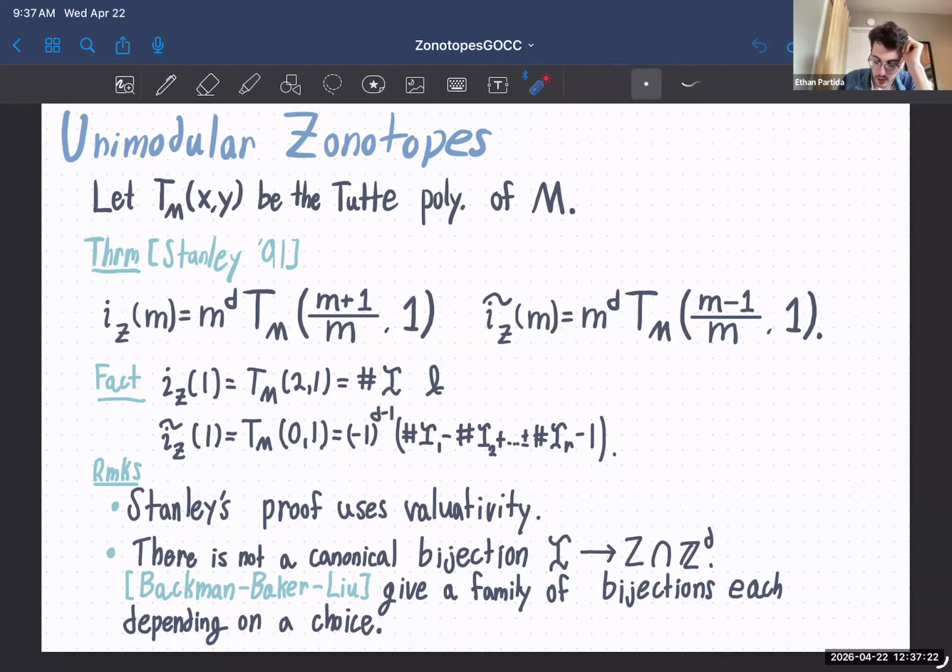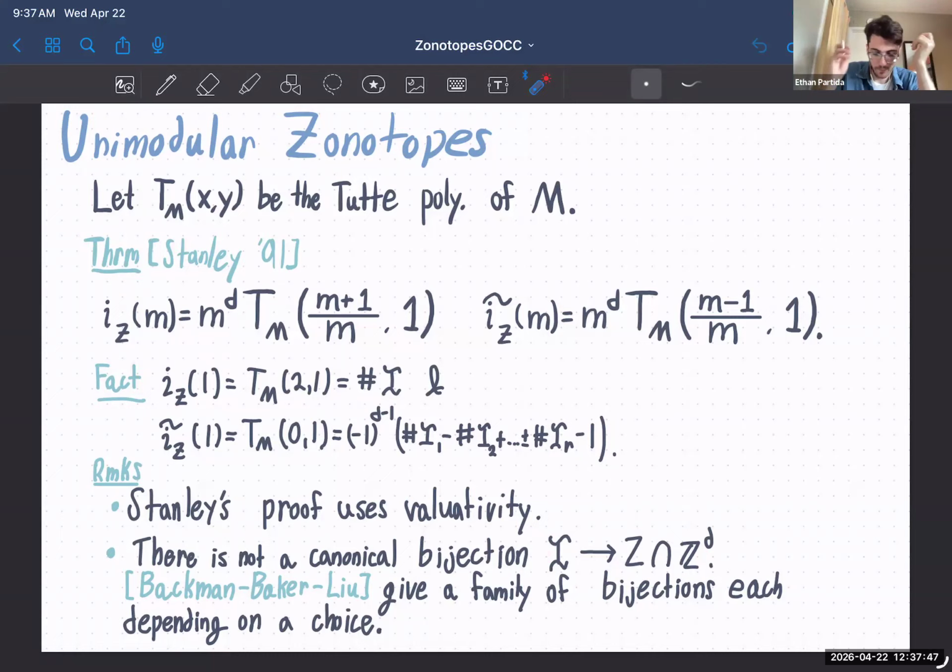And in fact, there can't be a canonical bijection. The symmetries are just wrong in some examples. Bachman, Baker, and Liu do give bijections, but each of these bijections depends on a choice. But I think it's a little strange that these two combinatorially defined sets are the same size, but they're honestly different. And I wanted to point that out.